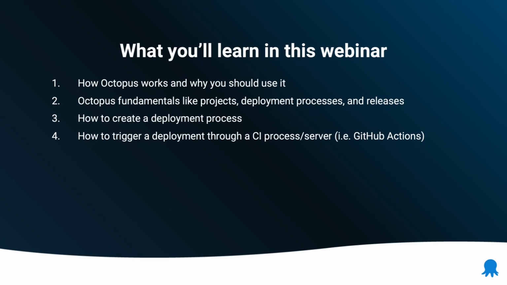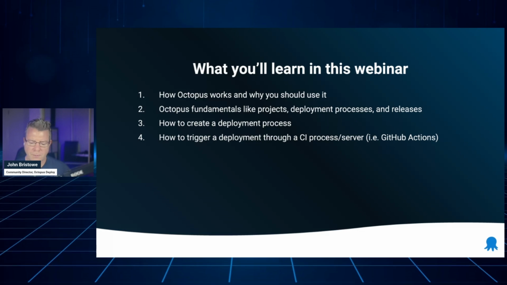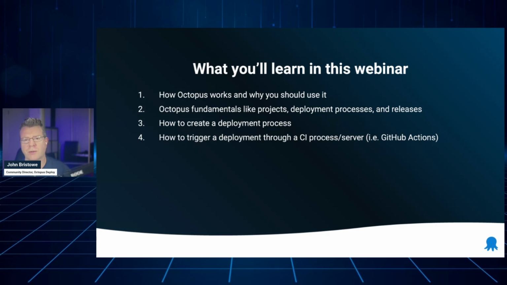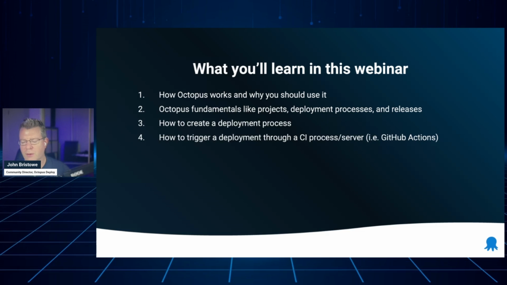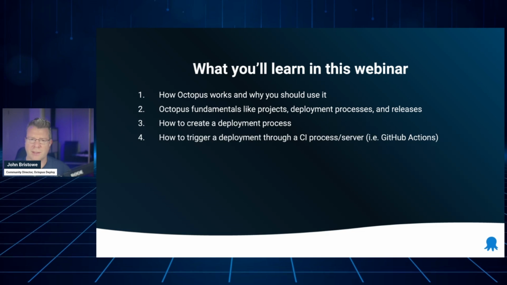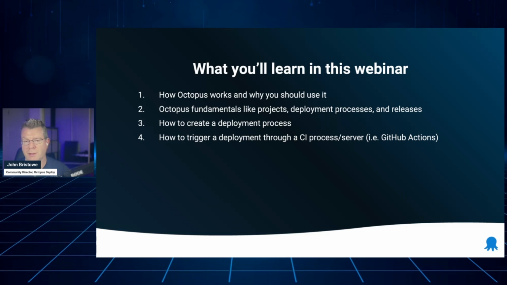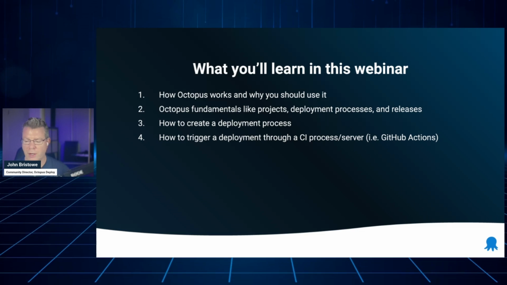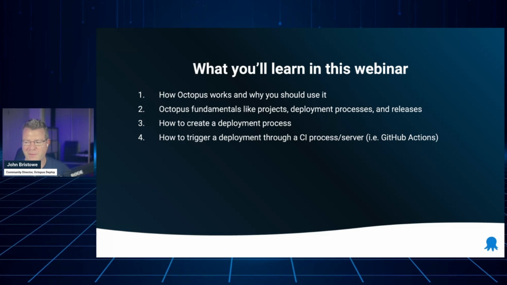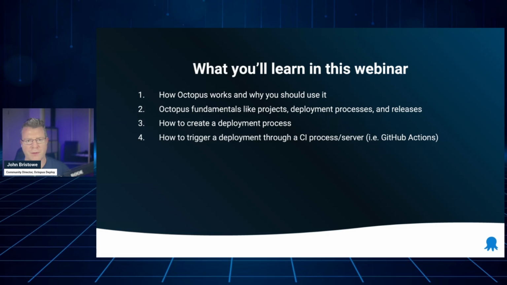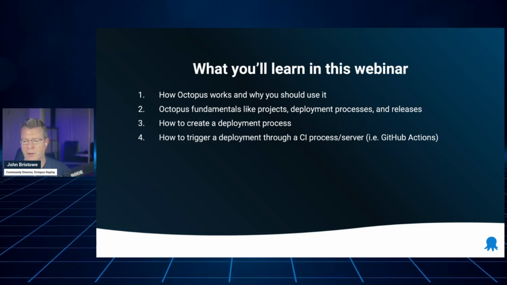And then finally, we'll show you how you can trigger these deployments through a CI system, or continuous integration system, such as GitHub Actions, Azure DevOps, TeamCity, etc. These are done through a CI process initially, because you start with a build or a series of builds and tests, and then from there you pass control over to Octopus to do your deployment. All right, so those are the 4 things. Hopefully, this webinar will give you all those 4 things and more. Let's go ahead and get started.